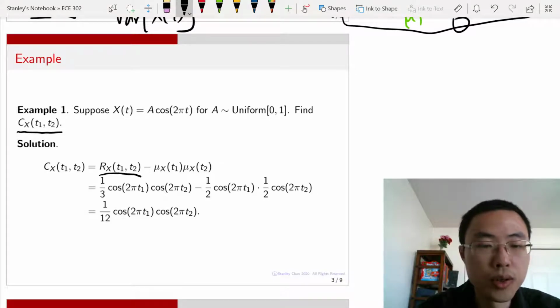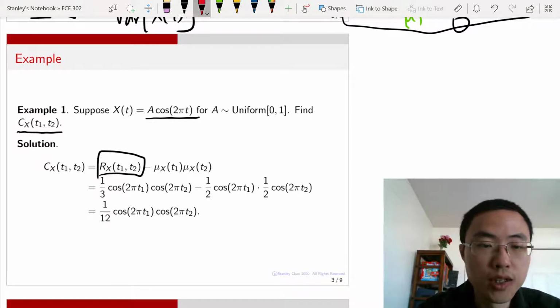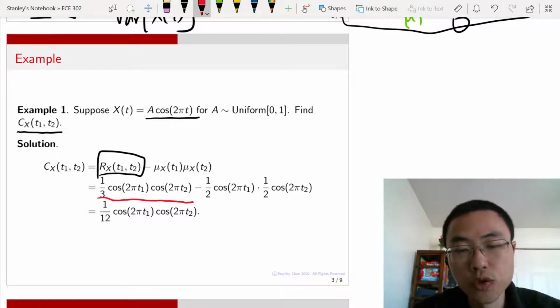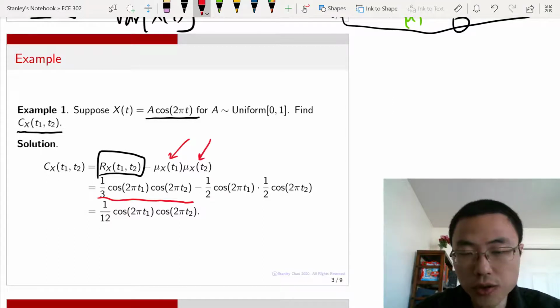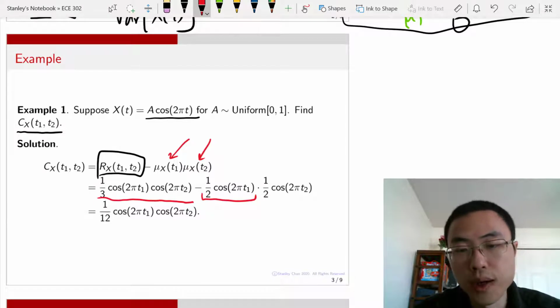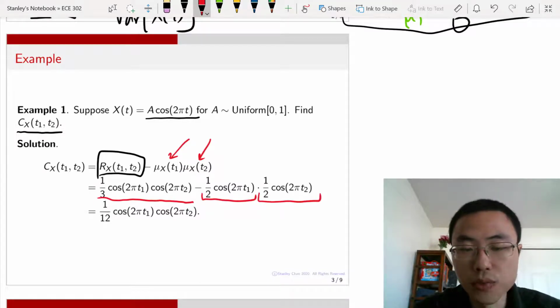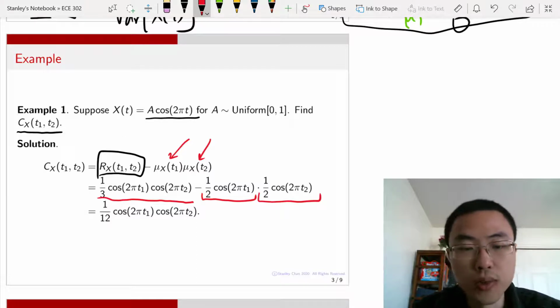So what is the autocorrelation function? The autocorrelation function for this problem we have seen multiple times. It is given by 1/3 of cosine 2 pi t1 and cosine 2 pi t2. The mean of this function we've also calculated before. That is half of cosine 2 pi t1 and half of cosine 2 pi t2. So just plug these numbers in, then you take the difference, you will get 1/12 cosine 2 pi t1 and 1/12 cosine 2 pi t2.